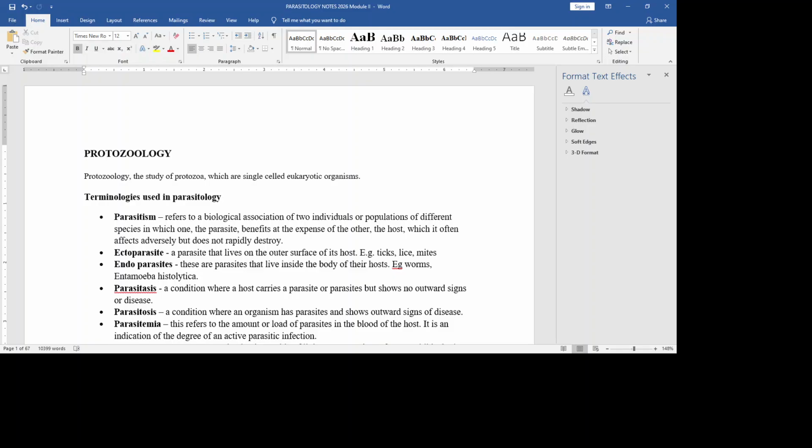And from your occupational standard, it is referred to as apply parasitological techniques.